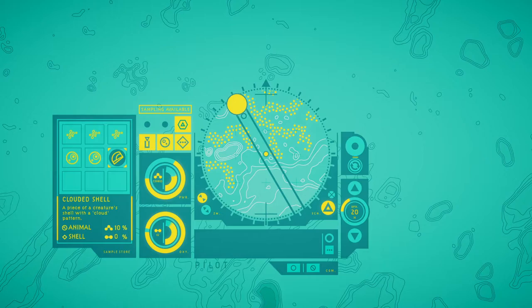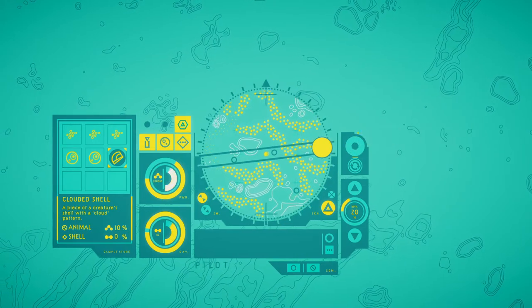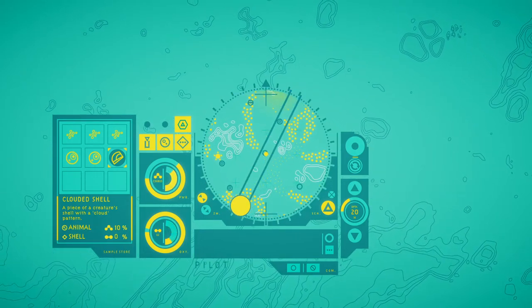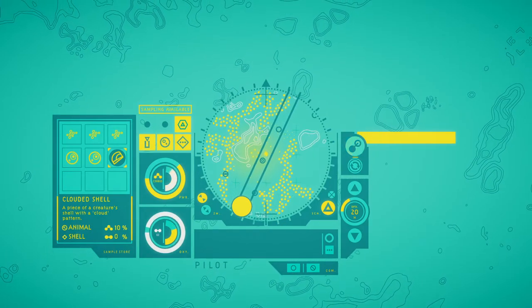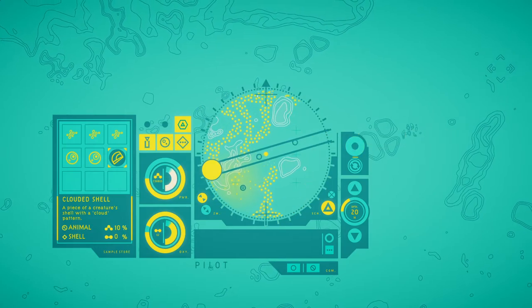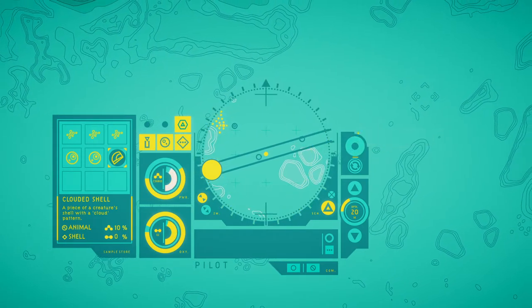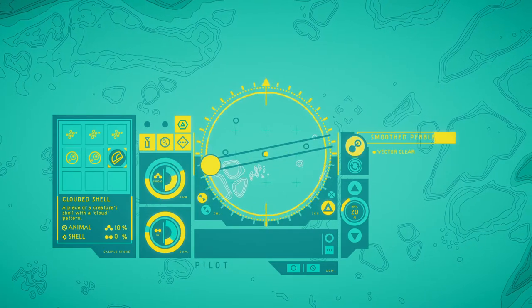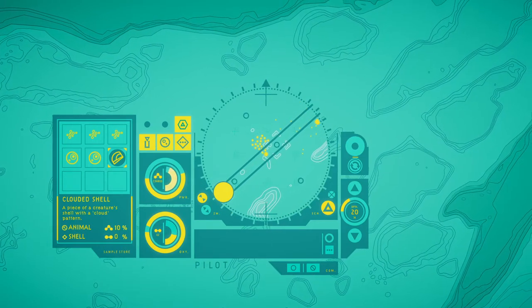Clouded shell, a piece of a creature's shell with a cloud pattern on it. This is what we needed. Now we can look for Minami. And we can go east now.